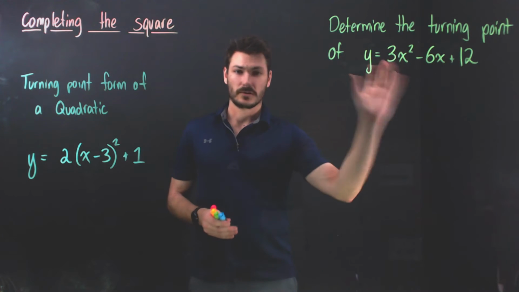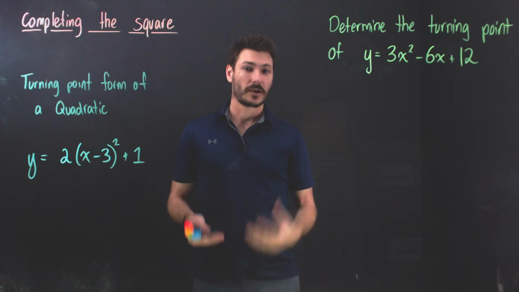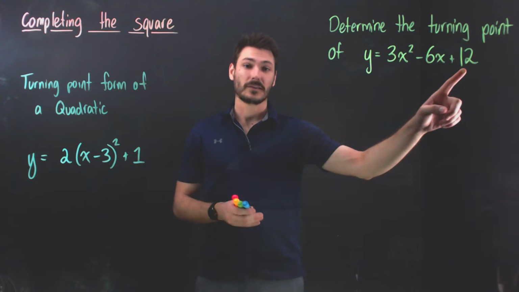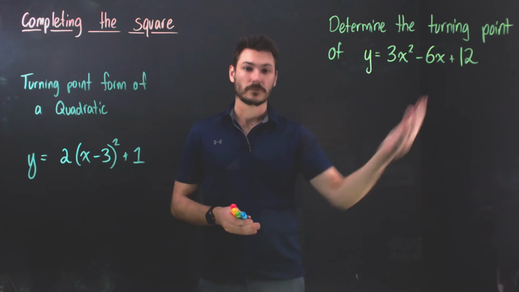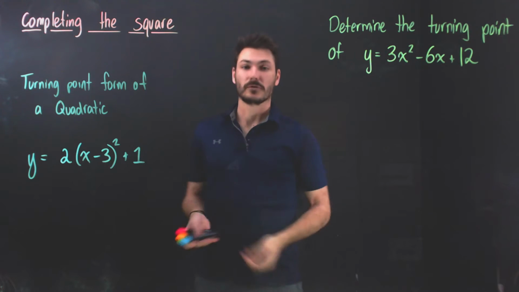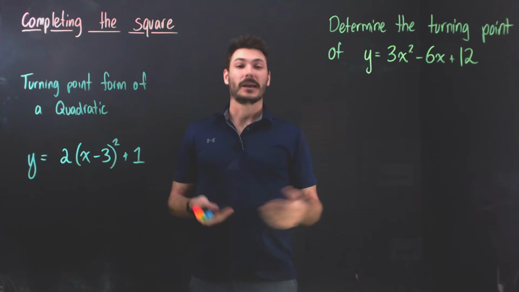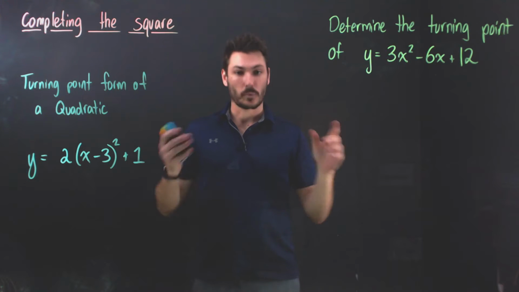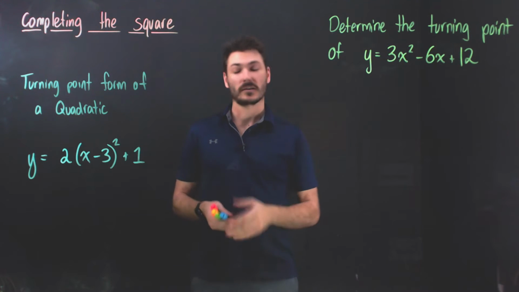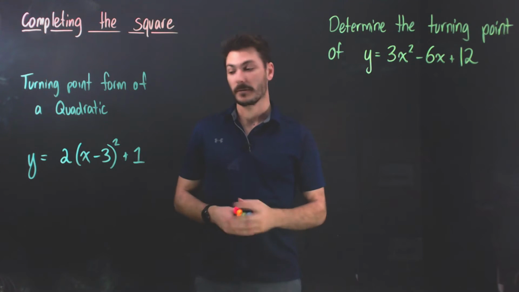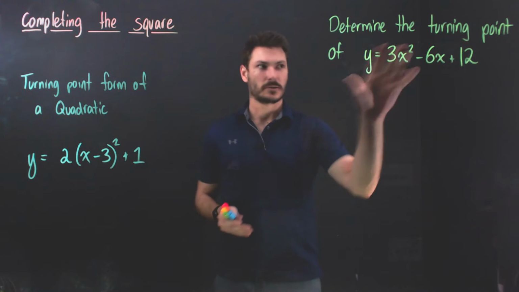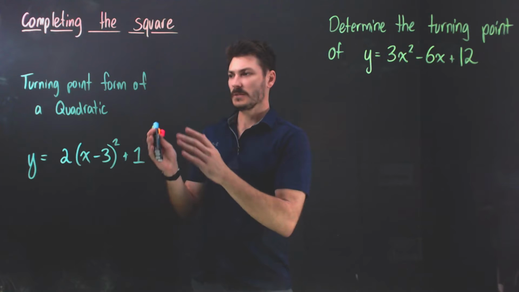Of course, the general form of a quadratic equation also has its benefits for sketching, such as we can immediately see that the y-intercept of this quadratic is 12. However, turning point form is going to be an easier way for us to determine things like the axis of symmetry, where that function turns, and so on, so the maximum or minima.